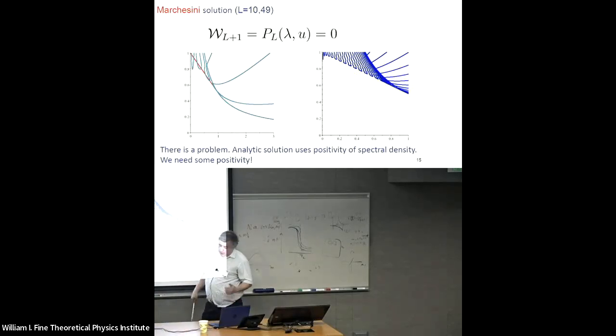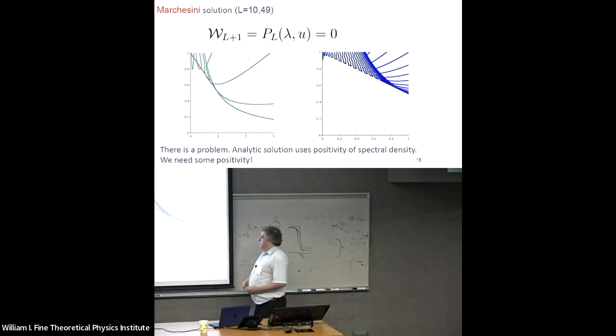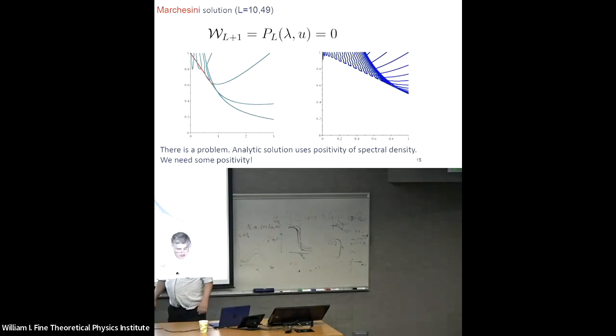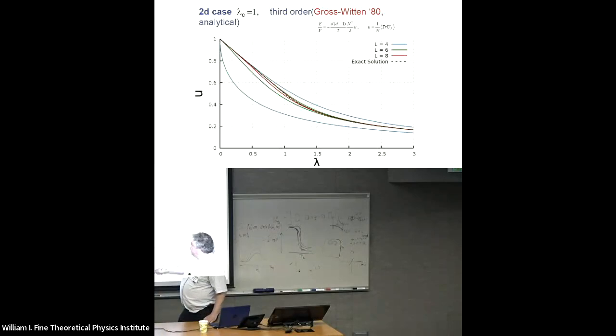If you look at the analytic solution, it's important that the spectral density is positive because it's the number of eigenstates in a range. So we said there has to be some positivity condition, and that's how we found the positivity condition that seems to work. Okay, so this is 2D.